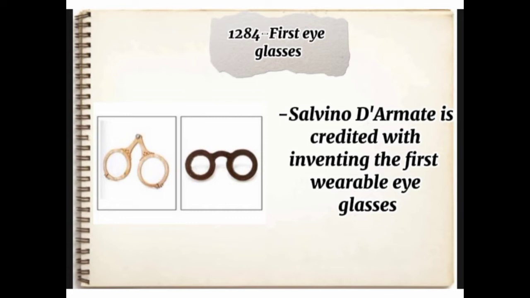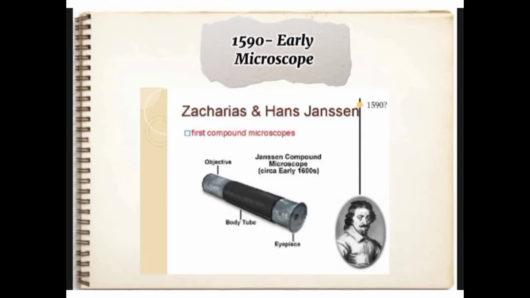1284, first eyeglasses. Salvino D'Armate is credited with inventing the first wearable eyeglasses. 1590, early microscopes. Zacharias Janssen and his son Hans placed multiple lenses in a tube. They observed that objects viewed in front of the tube appear greatly enlarged. This is a forerunner of the compound microscope and the telescope.